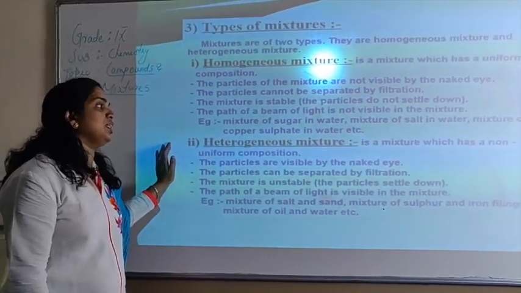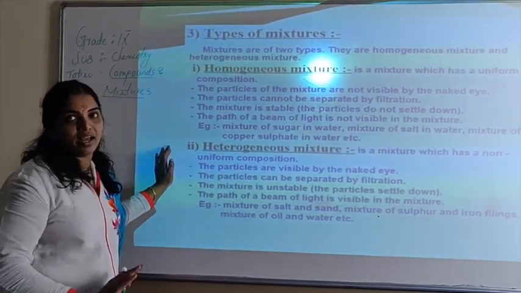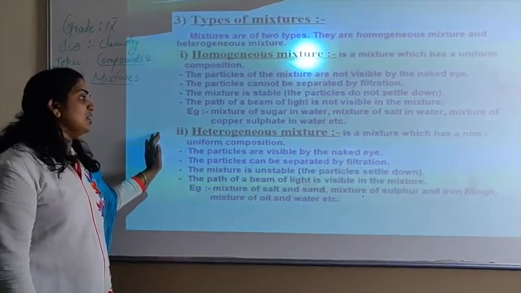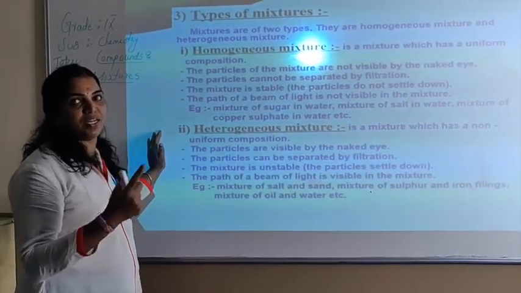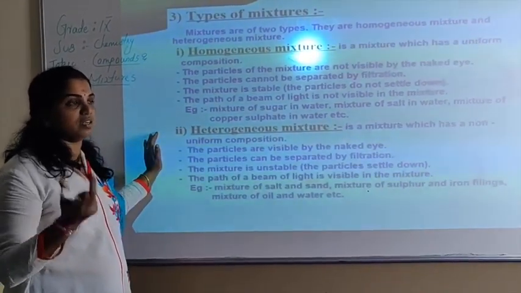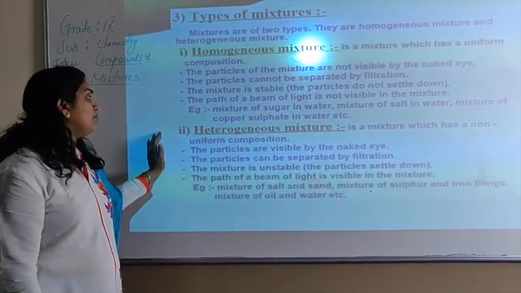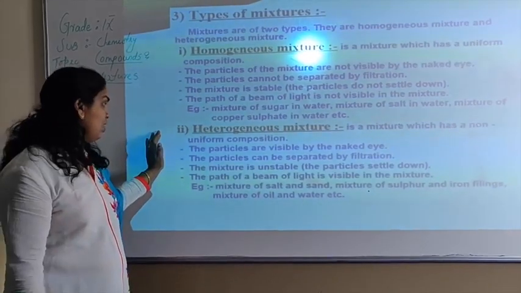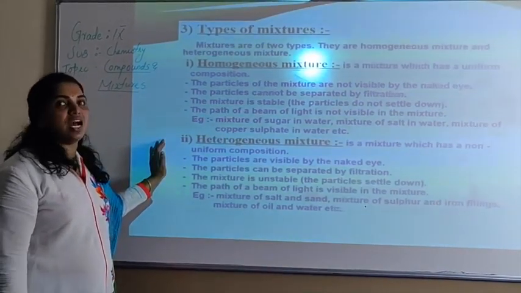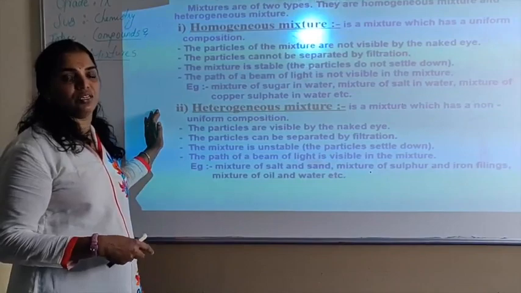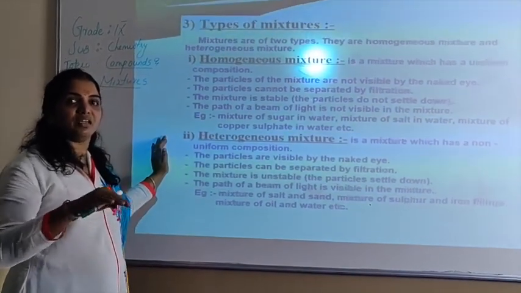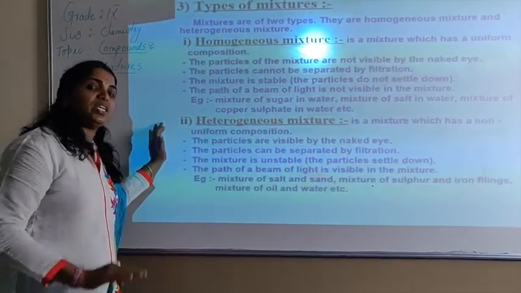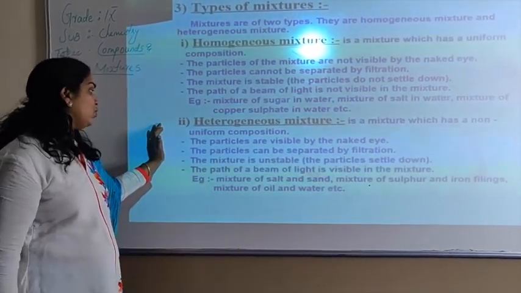Next is the heterogeneous mixture, which does not have a uniform composition, that is, it has a non-uniform composition. Particles are visible to the naked eye. We can see separately what substances, what components, are present in the mixture, and the particles can be separated by filtration. We can separate the components through filtration. And the mixture is unstable. When you keep the mixture for some time, the components settle down at the bottom. So the mixture is unstable in the case of a heterogeneous mixture.